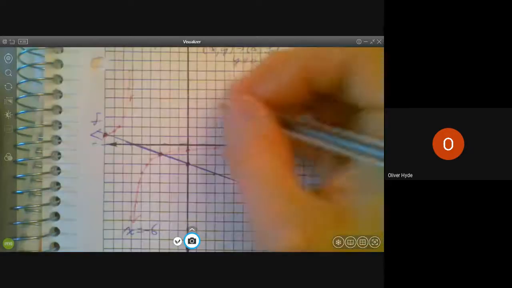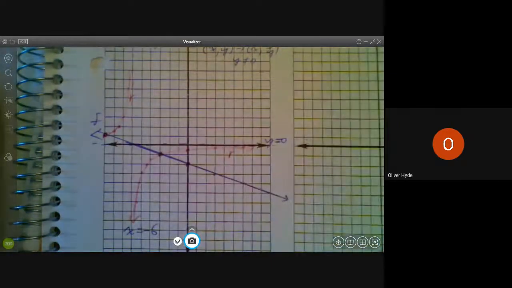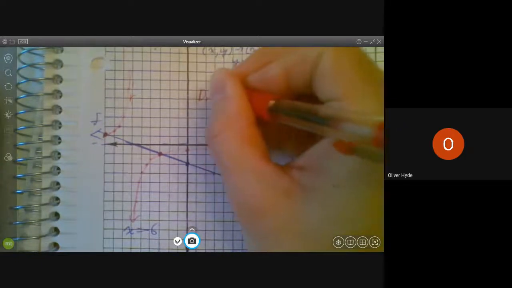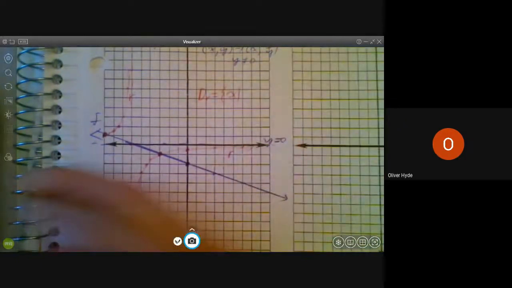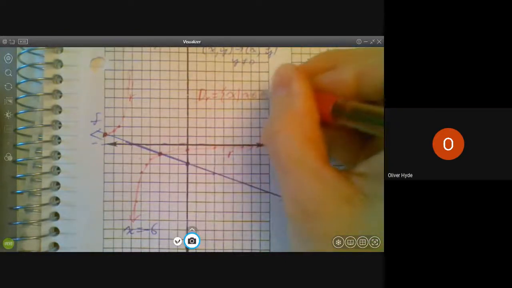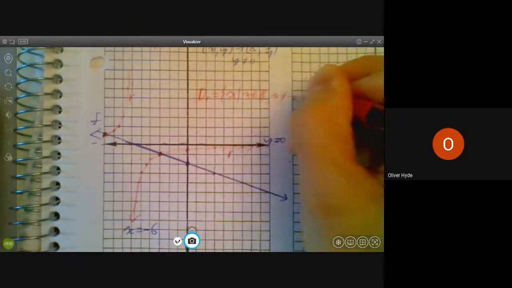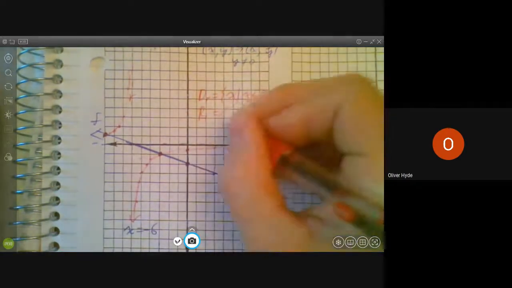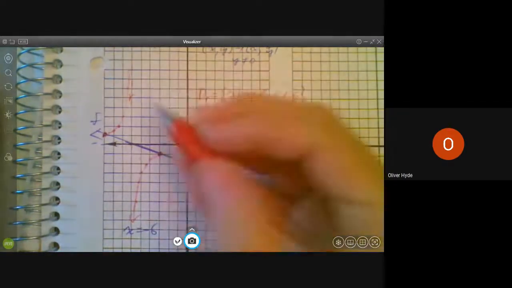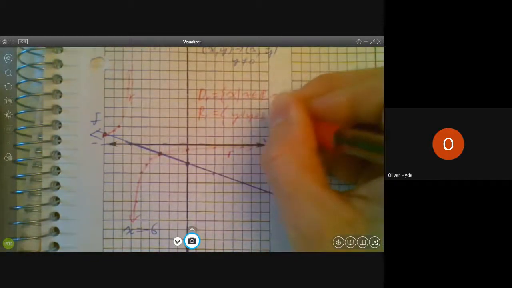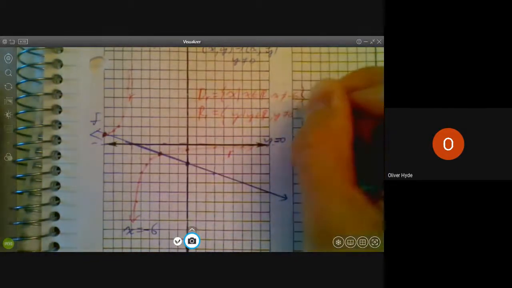Domain and range then for R, for the red curve. Maybe I'll do it in red. The domain is the set of all x values. It goes left forever, it goes right forever, but x cannot be negative 6. Range: the outputs go up forever, they go down forever, but they will never be 0. There you go.